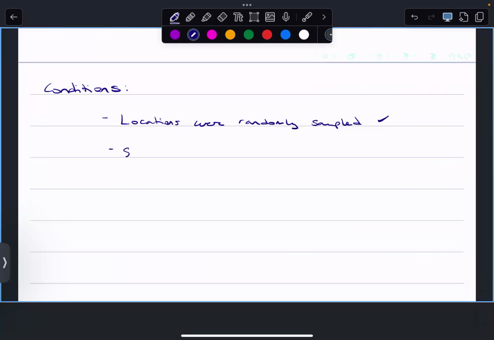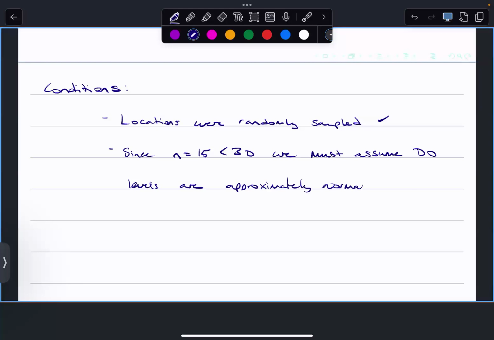So here, since N is 15, which is less than 30, we must assume dissolved oxygen levels are approximately normally distributed. I've been calling them the conditions, but really we're stating our assumptions. Check the assumptions, either way. If I'm assuming it's approximately normal, then I'm good to go.